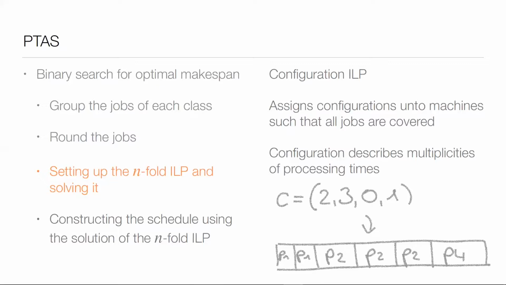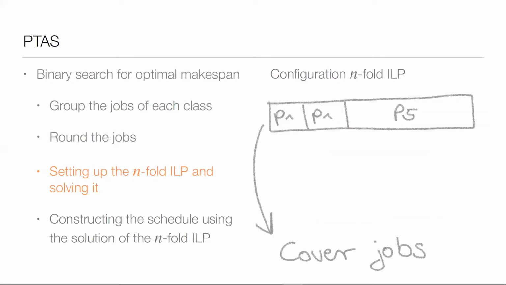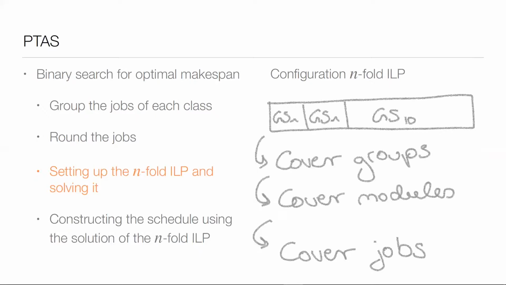Doing this so straightforwardly sadly won't yield an n-fold structure and thus won't give us hope to obtain the running time we need for the PTAS. So we introduce so-called configuration n-fold ILPs. This is a setting as before. We have a configuration with processing times and we want to cover the jobs, but now we have to hierarchically layer the variables to obtain the desired n-fold structure, which looks like this.